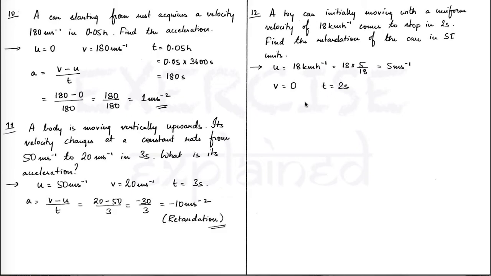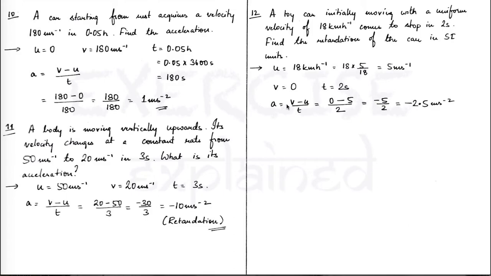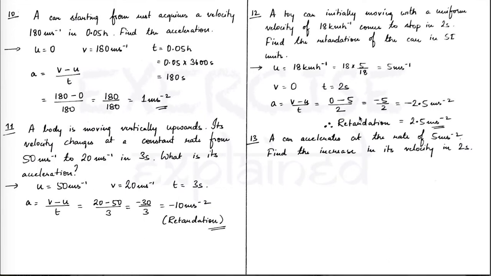So we would just be putting it in the acceleration formula, that is a is equal to v minus u by t. So we get it as 0 minus 5 divided by 2. So we get it as minus 5 divided by 2. So minus 5 by 2 is nothing but minus 2.5 meter per second square. Now see, in the previous question they had asked acceleration, but in this question they have asked retardation. So everything remains the same. Only thing what we will write is, therefore retardation is equal to 2.5 meter per second square.